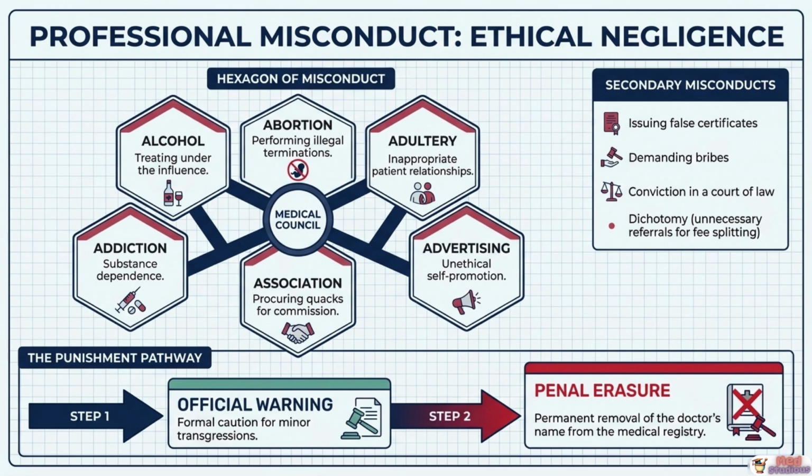First, alcohol, treating patients while under the influence of alcohol or drugs. Second, abortion, performing illegal pregnancy terminations outside the legal framework of the Medical Termination of Pregnancy Act. Third, adultery, engaging in an inappropriate sexual or romantic relationship with a patient. Fourth, advertising, engaging in unethical self-promotion, including misleading advertisements or making exaggerated claims about one's expertise or outcomes.